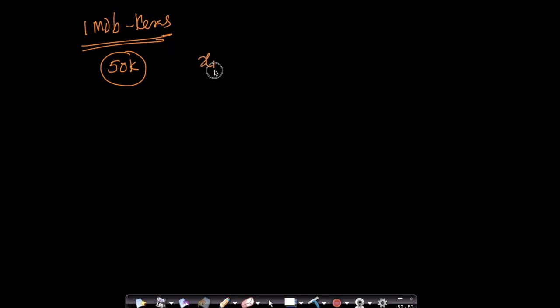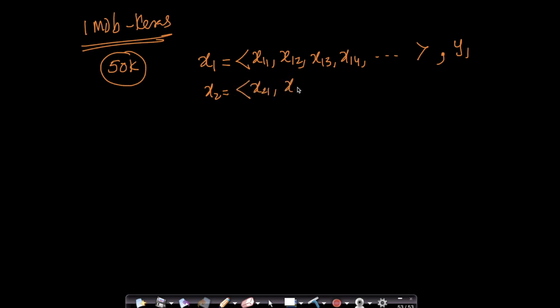Each review, let's call it X1, is basically a sequence of words. Your review 1 is a sequence of words, and so on. And you have the Y1 corresponding to it, which is binary. Similarly, your X2 is a sequence of words, and you have your Y2. Remember, each of these is a word.